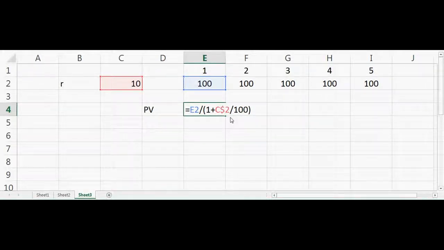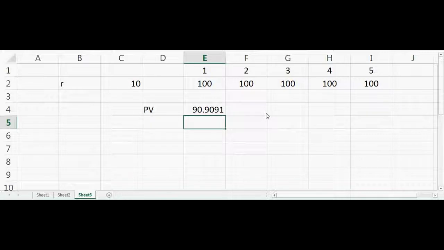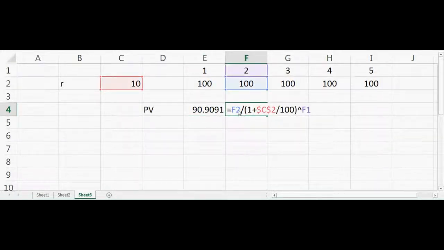So why did I divide it by 100? Because I want to convert the rate of return into the decimal places, and then I'll also power the 1 plus R with the number of years. So now you can see that I'm getting 90.9091.